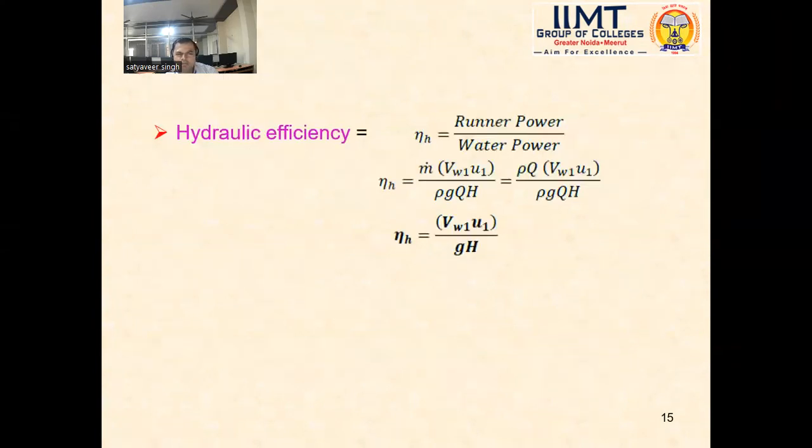Now this hydraulic efficiency formula is clear: it is the ratio of the runner power to the water power. So we have to calculate the runner power first, and after that the water power. If you know the value of the runner power and water power, then you can easily calculate the hydraulic efficiency. In some cases you have to calculate the runner power first, that is m dot Vw1 U1, divided by the water power. If we talk about water power, then this is rho g Q H. This is the value.